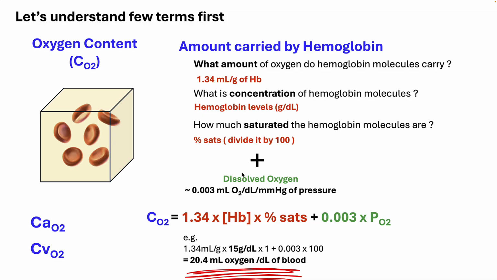of blood. If we are measuring the content in arteries, we denote it by CaO2, and if we are denoting it in the veins, we write CvO2.